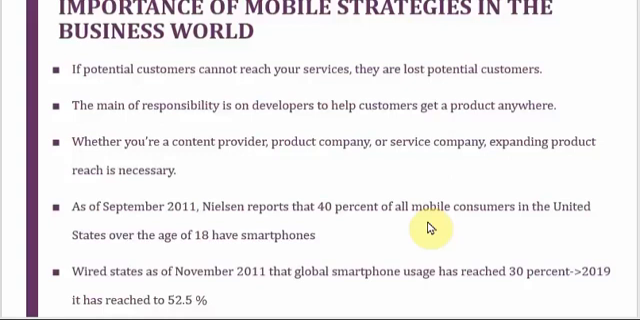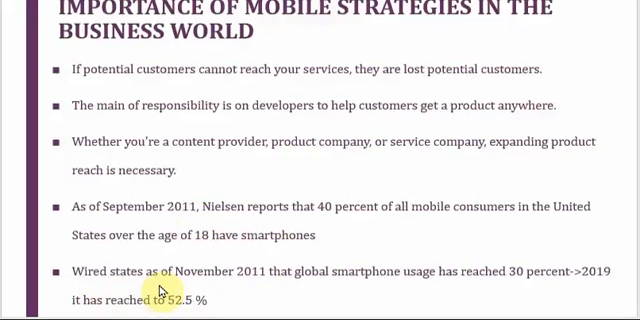The best way to reach people is to make sure whatever application you are developing is able to reach the customers. In your book they have given survey data from two surveys. One was done by Nielsen, their consumer survey in the US, from 2011. They found that 40% of mobile consumers in the US over the age of 18 were using smartphones.